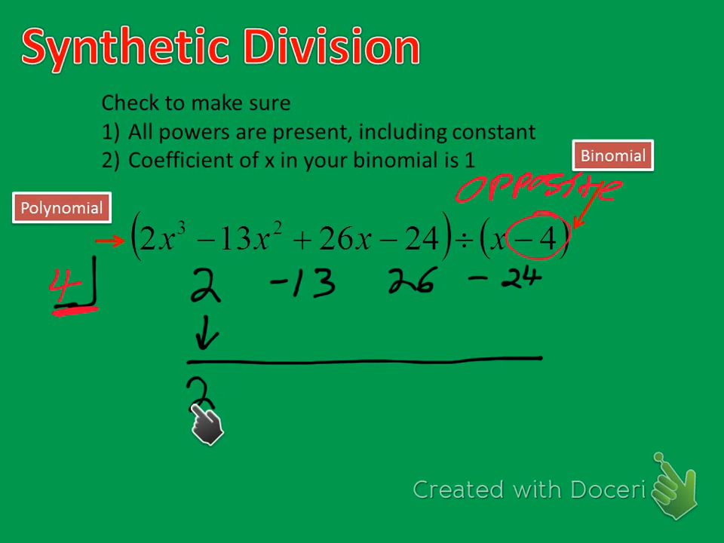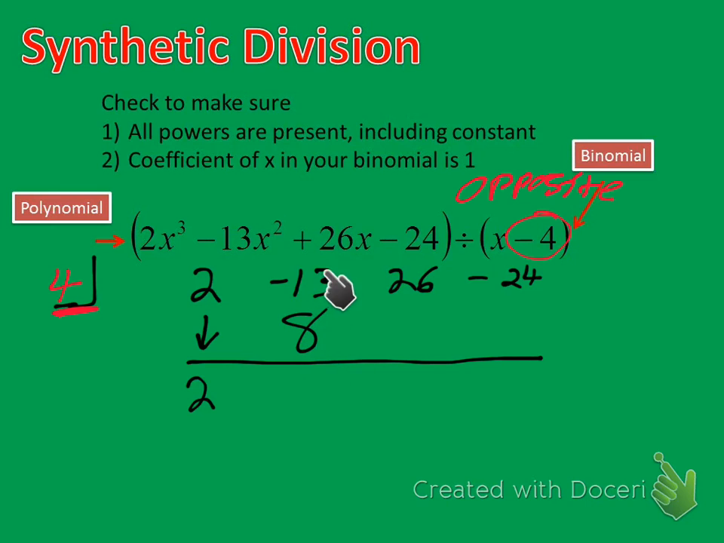Now, to start this process, here's what you do. Once you bring a number down below this line, you're going to multiply this number with 4. So 8. Okay? 8 goes underneath the negative 13. That's the other reason why you put the arrow. That way you have a block underneath the 2, so you force yourself into moving it to 8. Okay? 2 times 4 gives you 8. Moving underneath the negative 13. Okay?